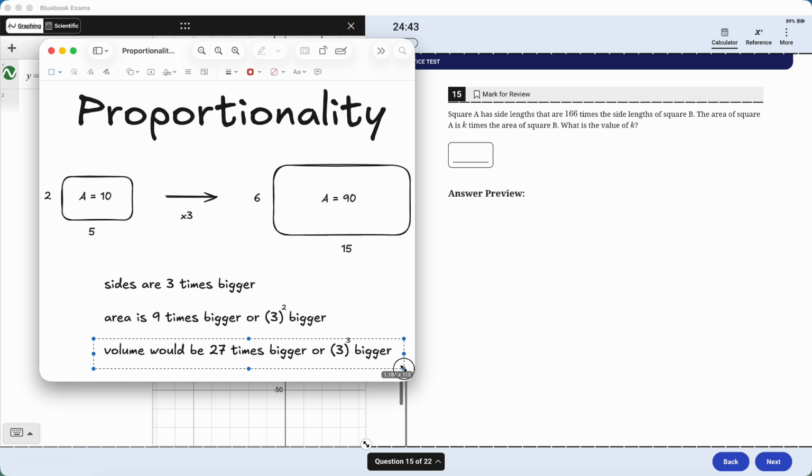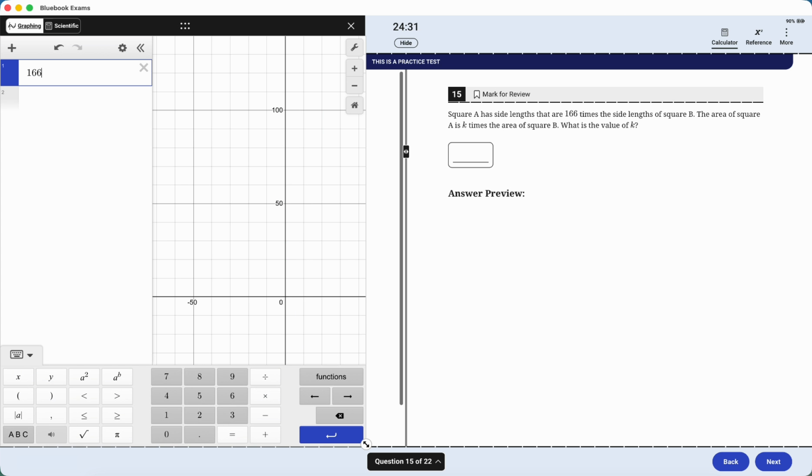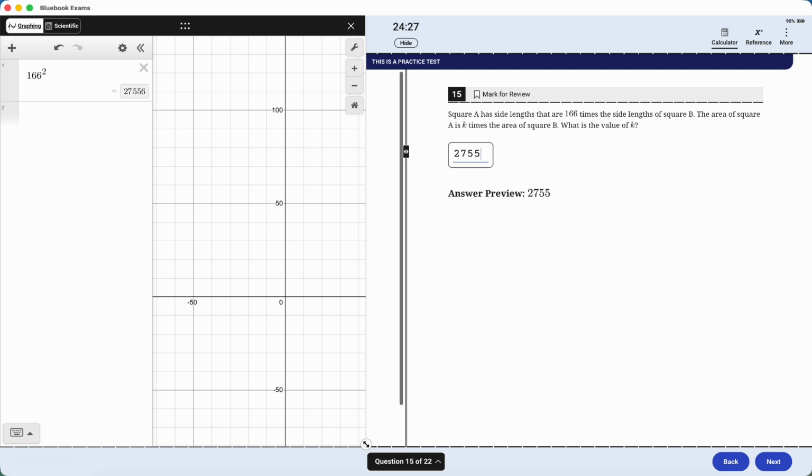And same thing for volume. You might see that from time to time in a hard question. Volume is units cubed, right? So if it was talking about volume, volume would be 3 cubed bigger, right? So this question is just asking how many times bigger will it be? Well, it's just the 166 squared, right? So that's your answer. If you know that, really simple problem, really quick to solve.